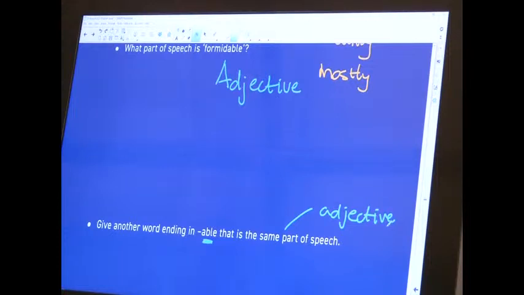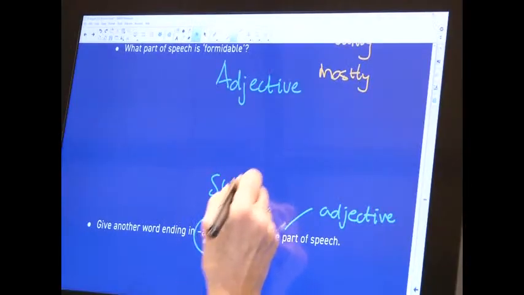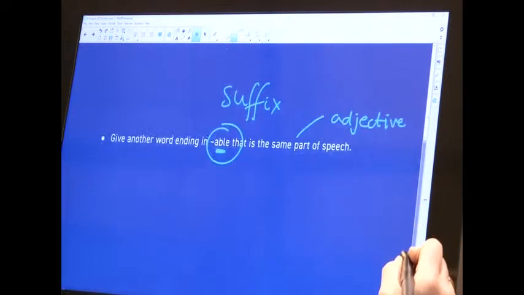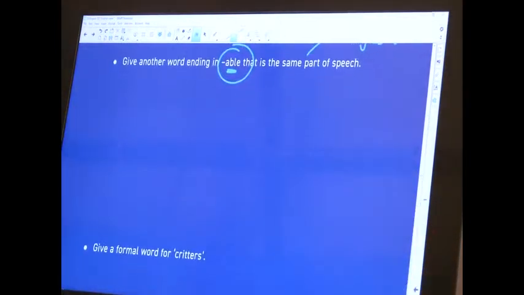If you want to connect with me, you've got all of those various platforms. Send me an answer. Let me see that you are engaging. What do I want? An adjective ending in able. Remember, I'm also looking at suffixes. So this is a suffix. But I want to go on to this little word.